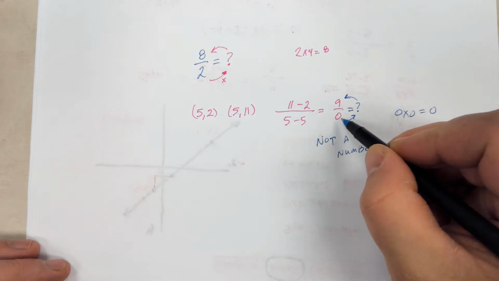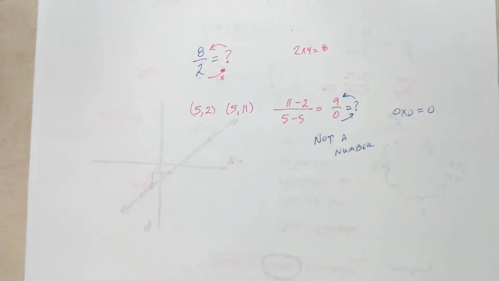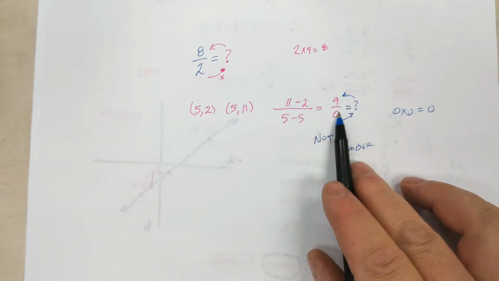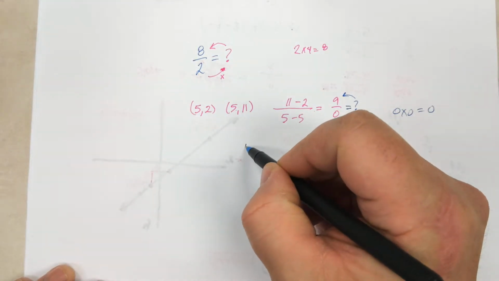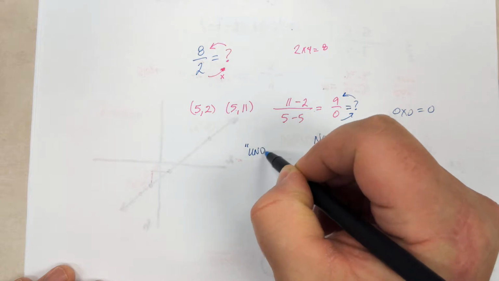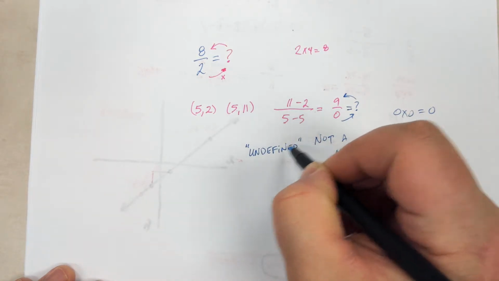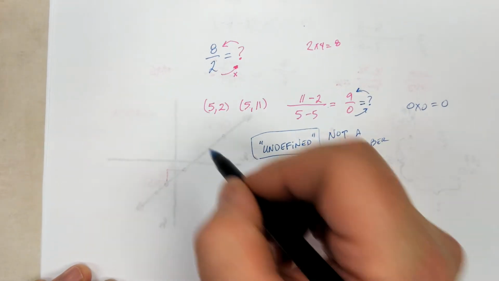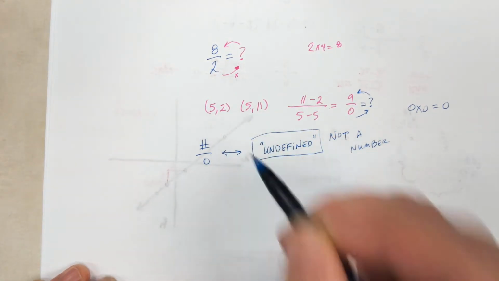It's not a number because 0 times everything is equal to 0. It's never equal to 9. So what we say is this is called undefined, which means there's no definition for it. It's not a number. So if you have a number over 0, that's undefined.